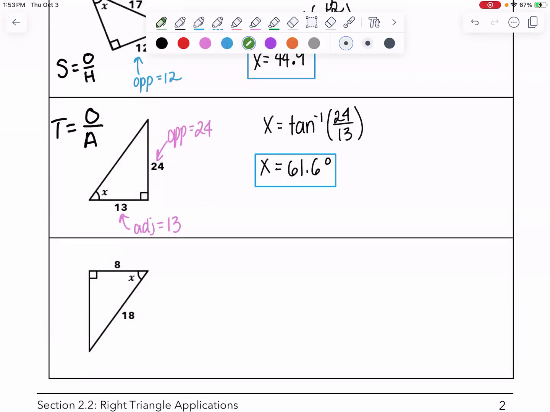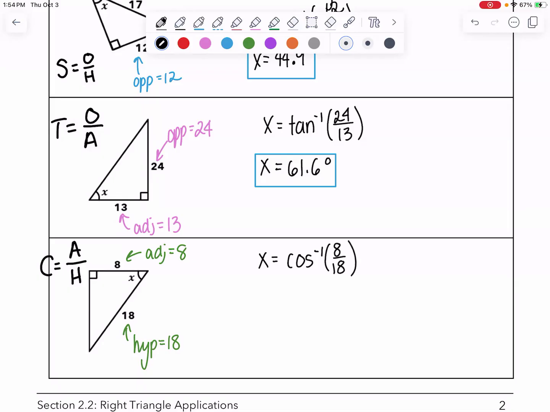For this last one, we have an adjacent side, and it's 8. We have a hypotenuse that is 18. So we have A and H, A and H. And that's SOHCAHTOA, cosine. So x is equal to cosine inverse of adjacent over hypotenuse. So 8 over 18. Plug it into your calculator, and you should get 63.6 degrees.